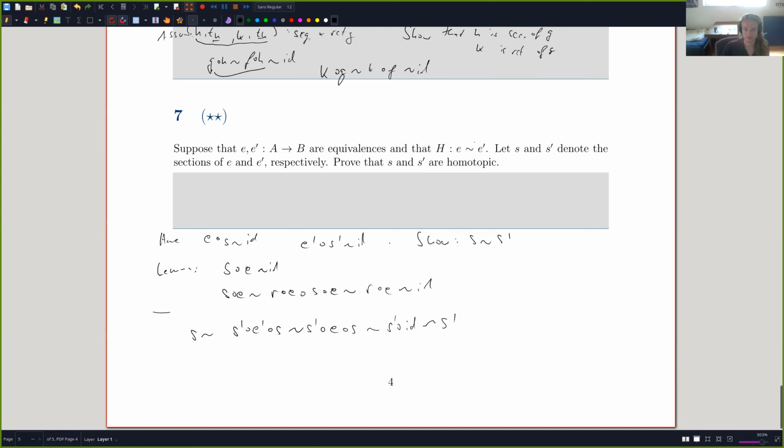Yeah, okay, so we've proven that for any homotopic equivalences, sections of one equivalence are also homotopic to sections of the other. The same goes also for retractions, also by symmetry again. Yeah, and that's all I have to say.